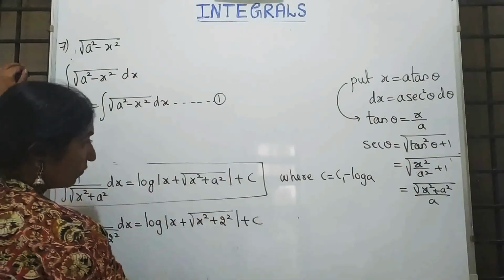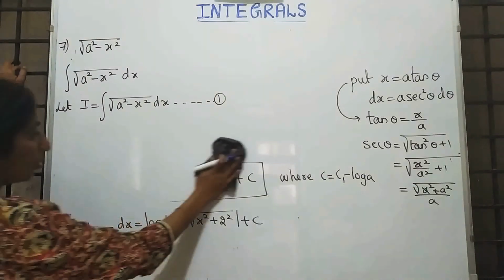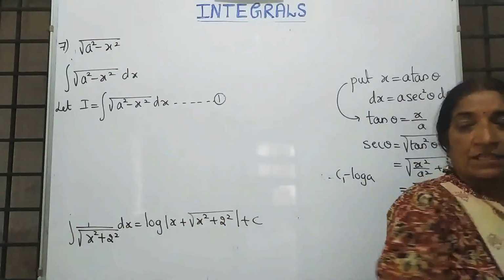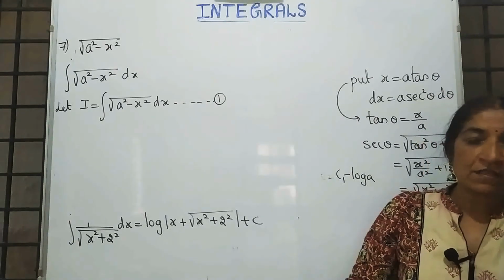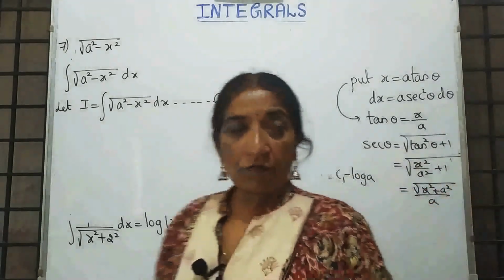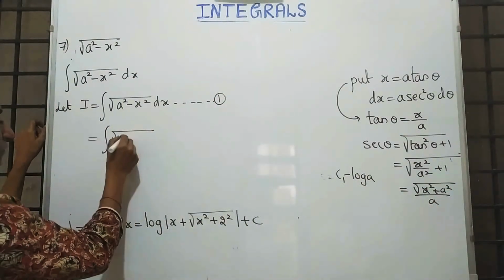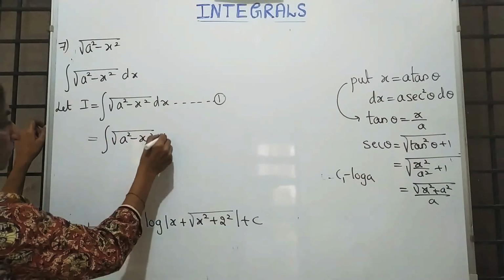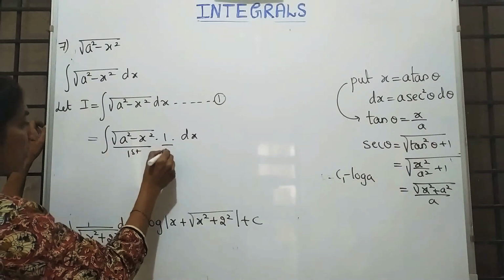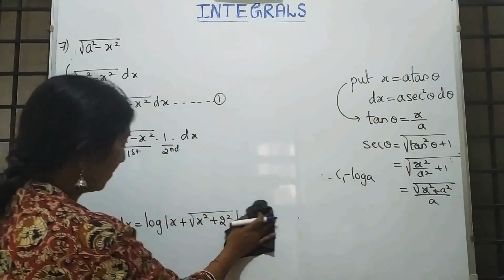Equation 1, and we don't know the integration of root of a square minus x square. Are you familiar with integration of root of a square minus x square? No, we don't know the integration. That's why for our convenience I am writing like this: 1 into dx. This is the first function and this is the second function. Go for integration by parts.